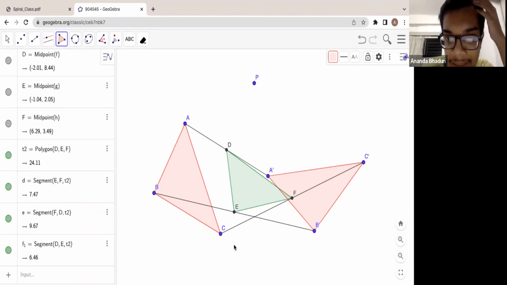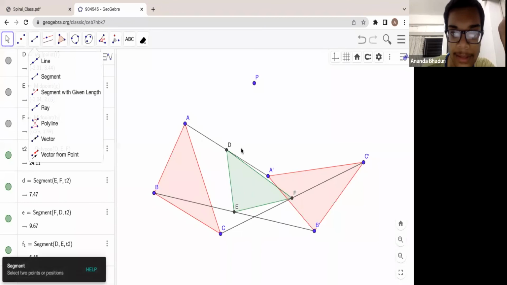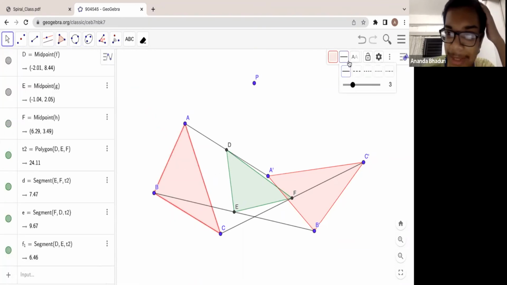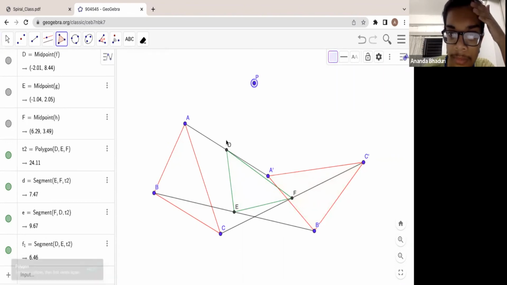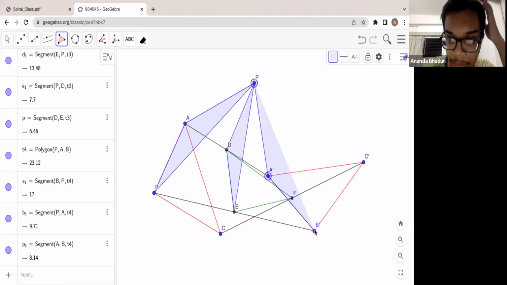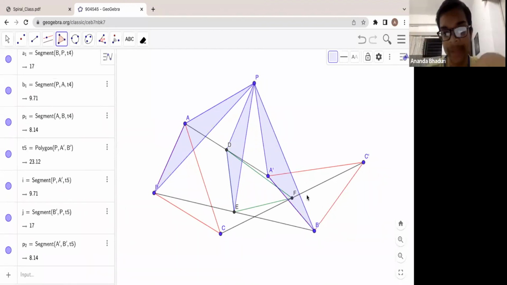So how do we prove that, say, angle EDF is equal to angle BAC? Okay, so we have PDE spirally similar to PAB and PA dash B dash. And say we want to prove that FDE is equal to CAB. How do we finish?